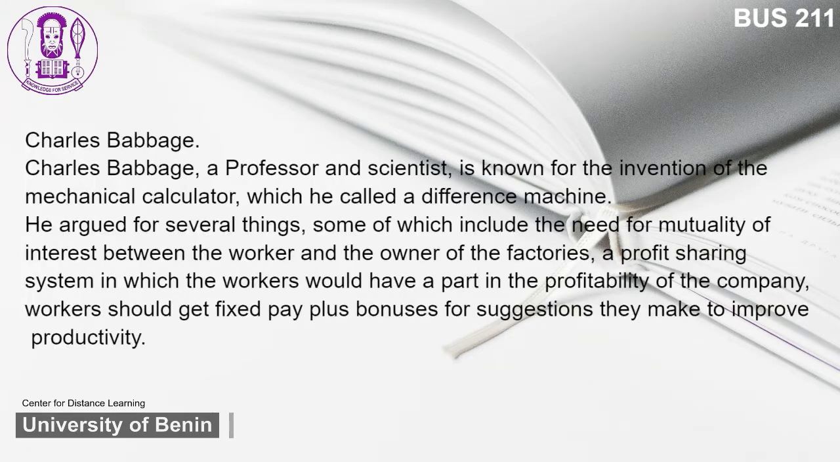Charles Babbage. Charles Babbage, a professor and scientist, is known for the invention of the mechanical calculator, which he called a difference machine. He argued for several things, some of which include the need for mutuality of interest between the worker and the owner of the factories, a profit-sharing system in which the workers would have a part in the profitability of the company, workers should get fixed pay plus bonuses for suggestions they make to improve productivity.